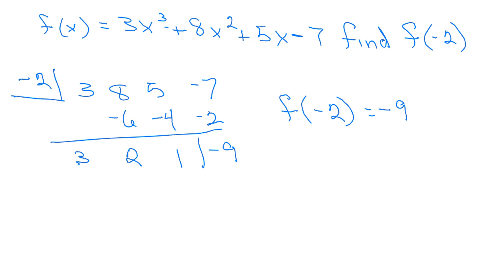Negative 2 to the third power is negative 8 times 3 is negative 24. By the way, what I'm doing right now is just showing you that you will get the same answer. You do not have to do this part I'm writing in red ink because of the remainder theorem. You know that should be true. Negative 2 squared is 4 times 8 is 32. 5 times negative 2 is negative 10 and negative 7. The first 2 combined give me 8, minus 10 is negative 2, and negative 2 minus 7 gives me the negative 9.